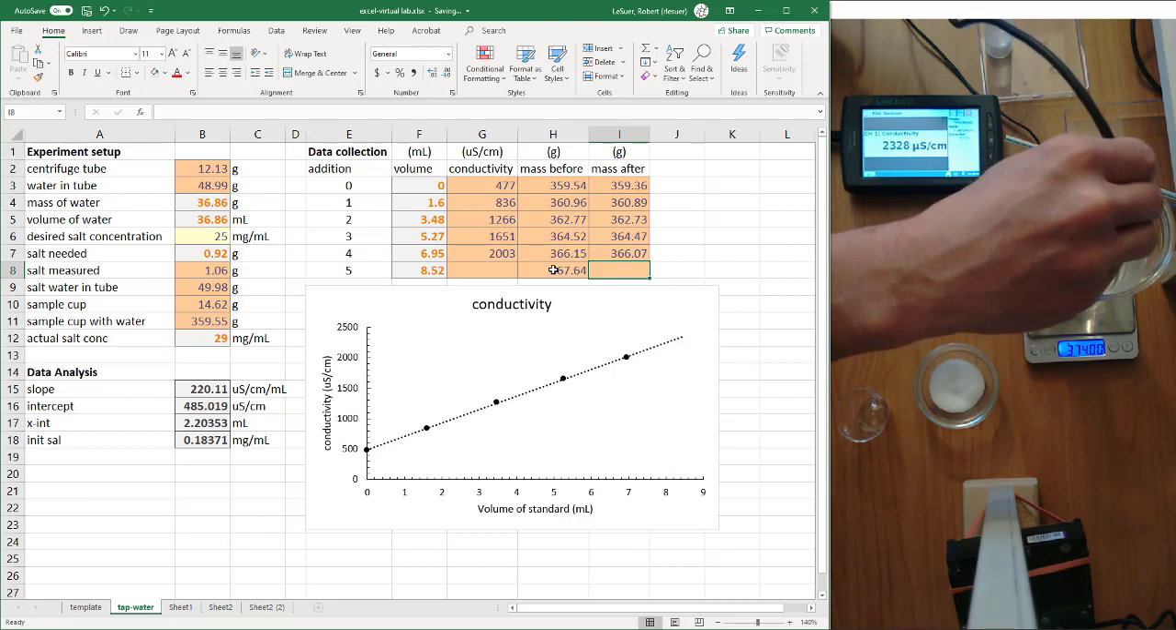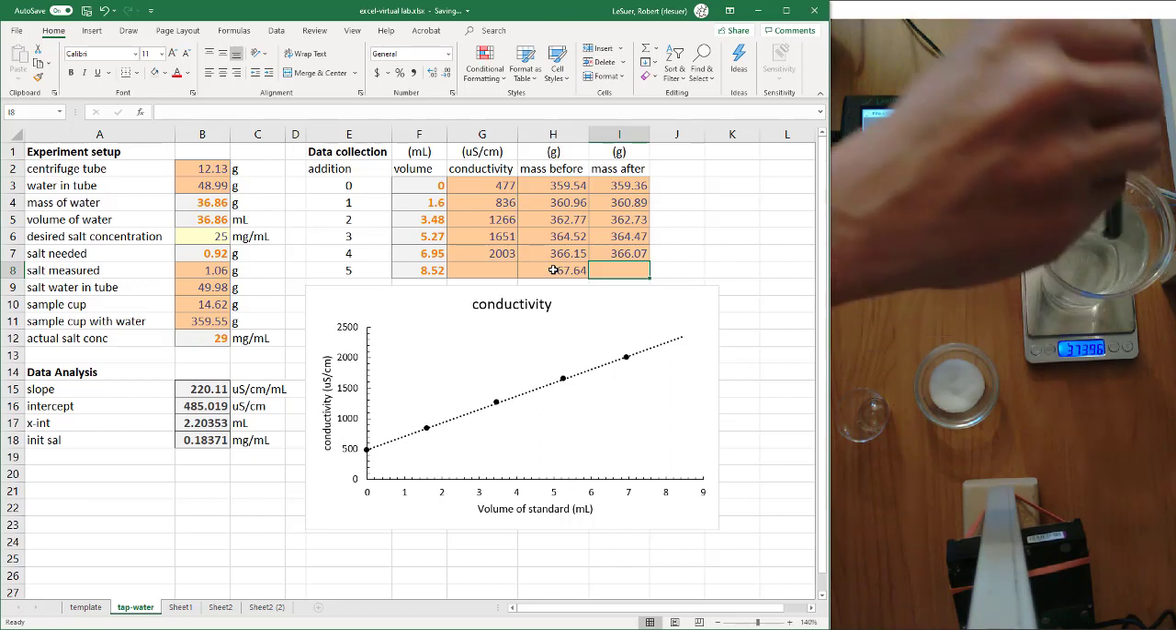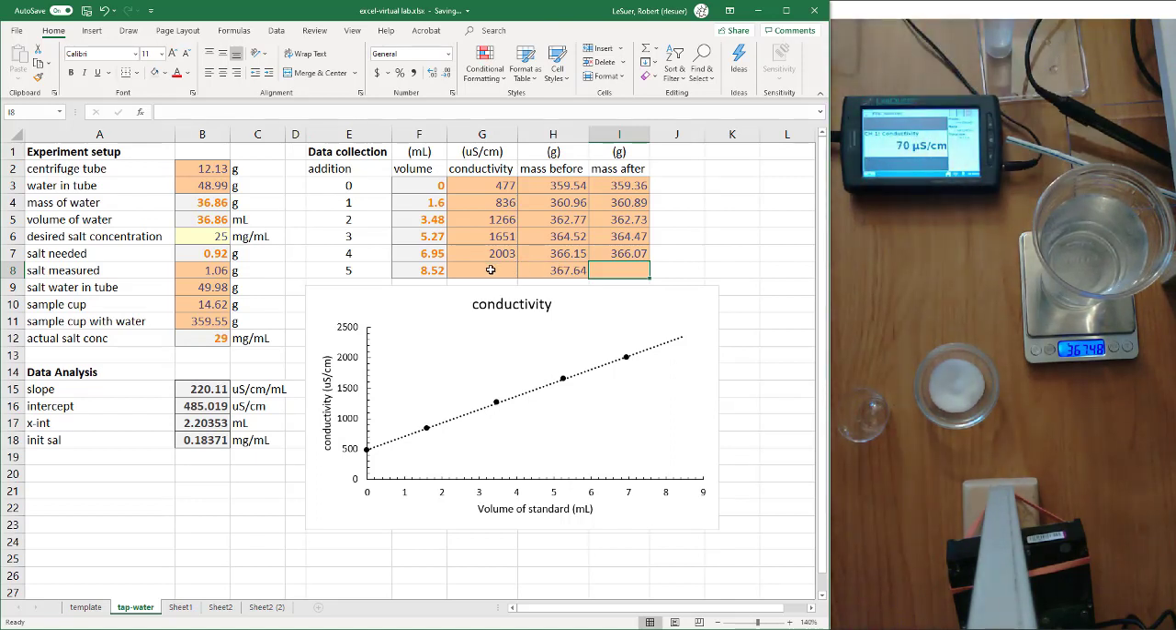Point 28. Not 23.28, 23.28. And there we go. We've got a very nice linear standard addition curve over several milliliters. I don't have the R squared of the best fit here, but it looks very nice.